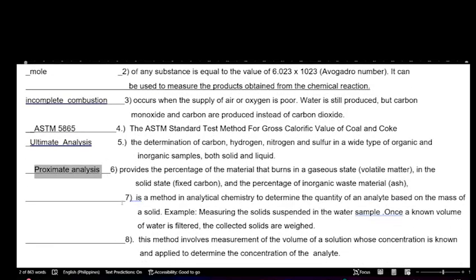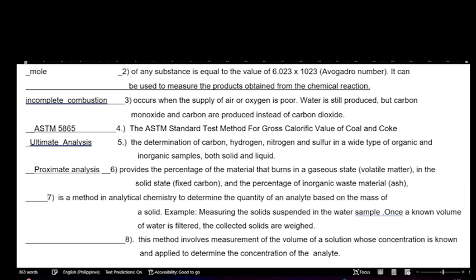Number 7, it is a method in analytical chemistry to determine the quantity of an analyte based on the mass of a solid. For example, measuring the solid suspended in a water sample. Once a known volume of water is filtered, the collected solids are weighed. Ano sagot? Gravimetric analysis.